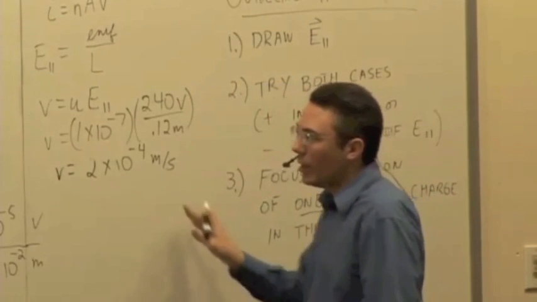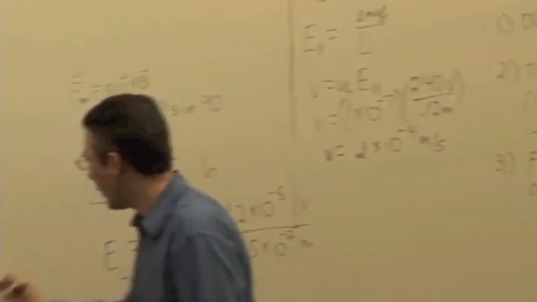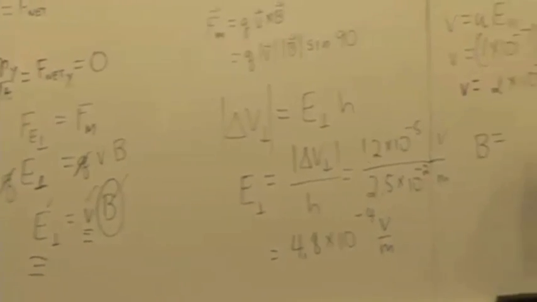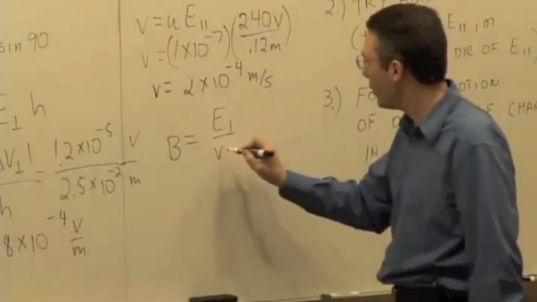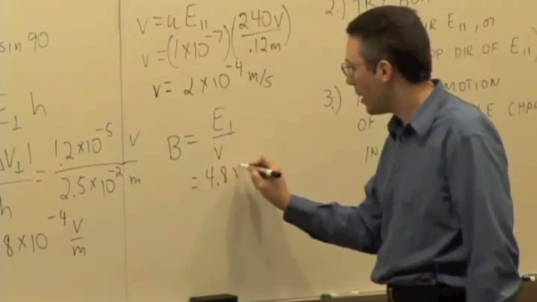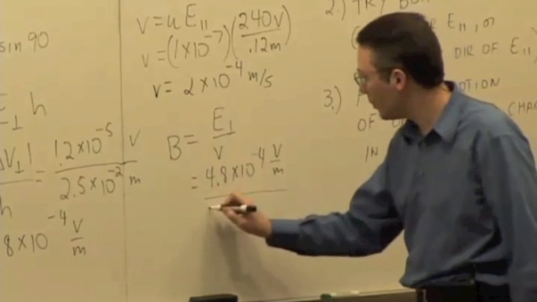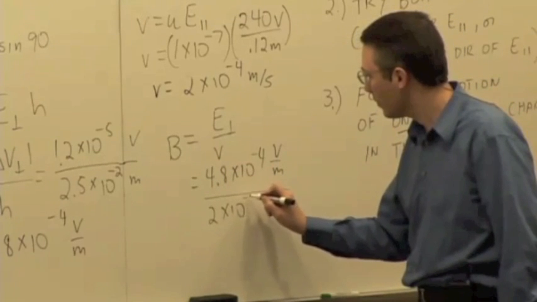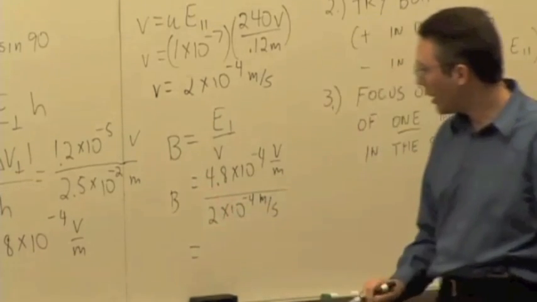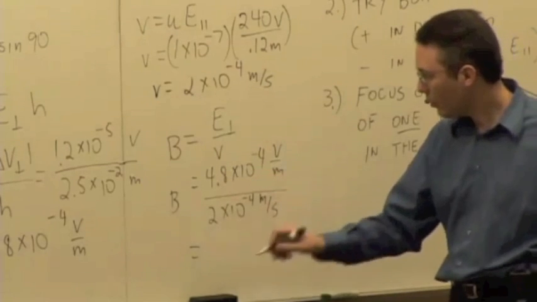Okay. Finally, we've got E perpendicular. We've got the drift speed. We can solve for the magnetic field. Let's at least do that. B is going to be E perpendicular divided by the drift speed, which is 4.8 times 10 to the minus 4 volts per meter over 2 times 10 to the minus 4 meters per second. And what's that give us? 10 to the minus 4 cancels out. 2.4, right?